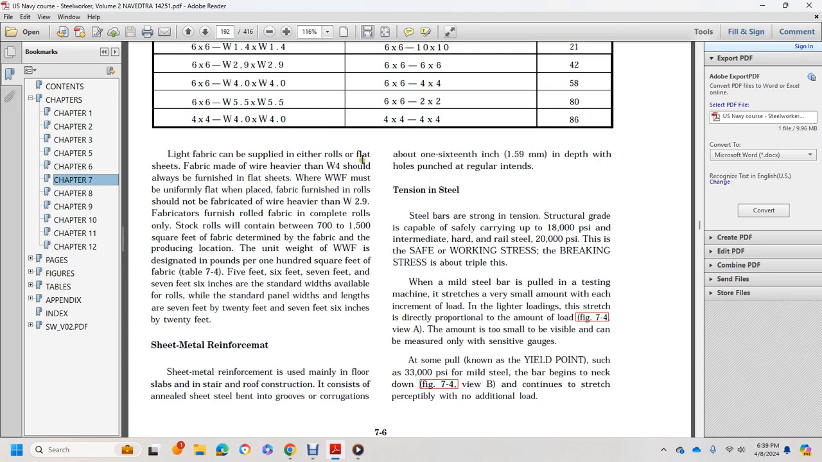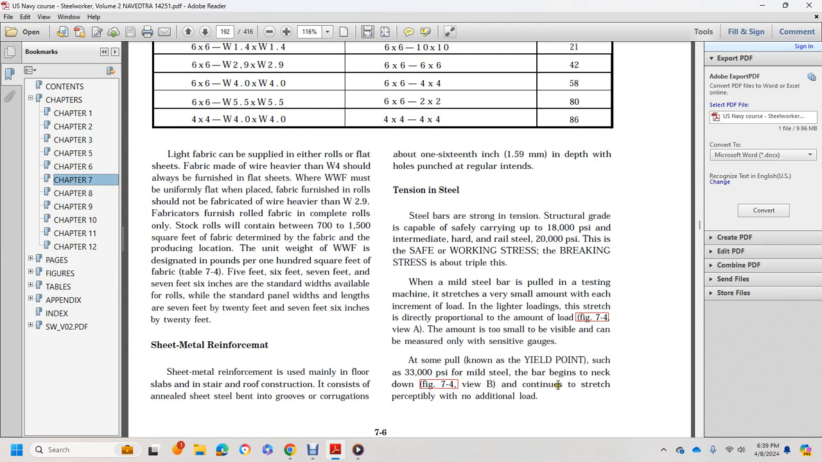Tension in steel. Steel bars are strong in tension. Structural grade steel is capable of safely carrying up to 18,000 pounds, and intermediate hard rail steel 20,000 pounds. This is the safe working stress; the breaking stress is about triple this. When steel bars are pulled in a testing machine, the bar stretches a very small amount with each incremental load, the stretching being directly proportional to the load, figure 7.4 view A. The amount is too small to be visible and can be measured only with a sensitive gauge. At some point, usually about 33,000 pounds for a mild steel bar, it begins to neck down.